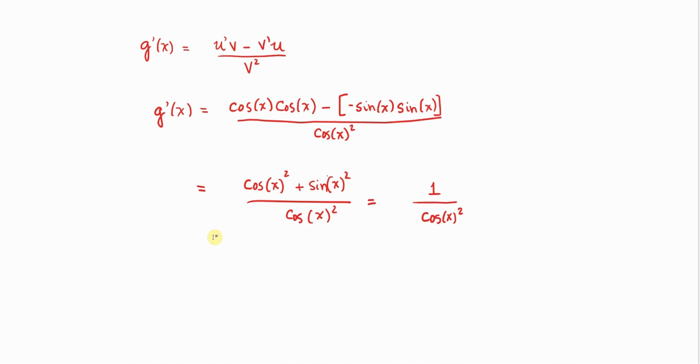You will also see it written in a slightly different form, a much cleaner form. 1 over cosine is another way of saying secant. And squared, right? So secant squared. So there you have it. The derivative of the tangent function is secant squared.